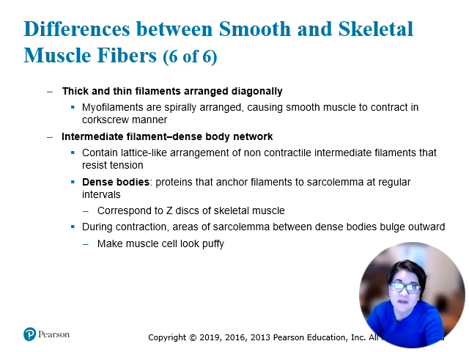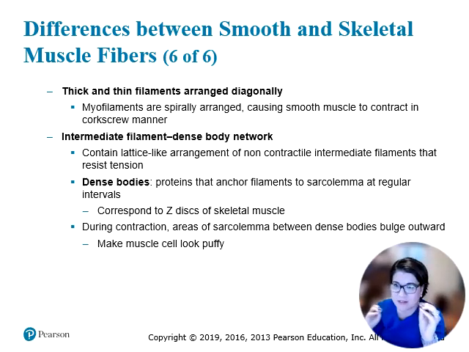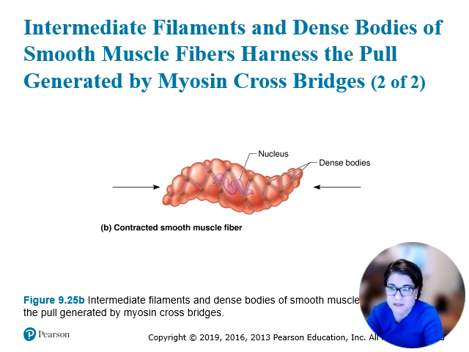Okay, so thin and thick filaments are diagonal. They're not like stripes because they're not striated. They're diagonal, like a quilt, kind of spiraled. And then you have intermediate filaments too that create a lattice. So it's kind of similar structures, but they are shaped differently. It kind of looks like a quilt. So that's what they look like when they contract. So definitely a different mechanism.